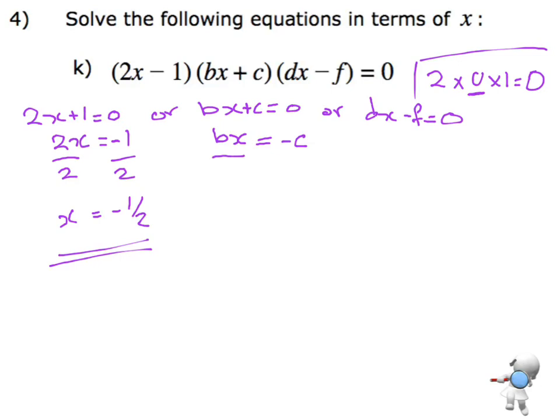Now I want to get rid of the b because I'm trying to get x by itself. So that's going to cancel here, and that's going to leave me x equals minus c over b. So there is my second solution.